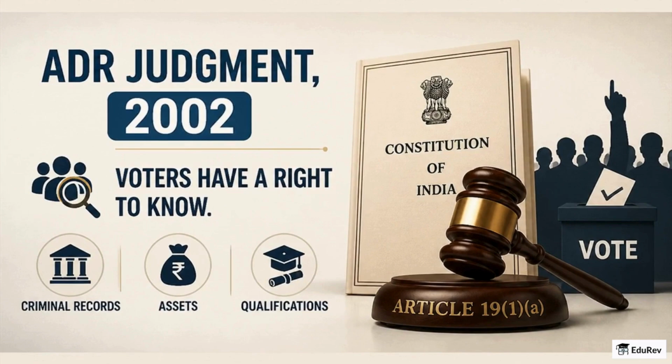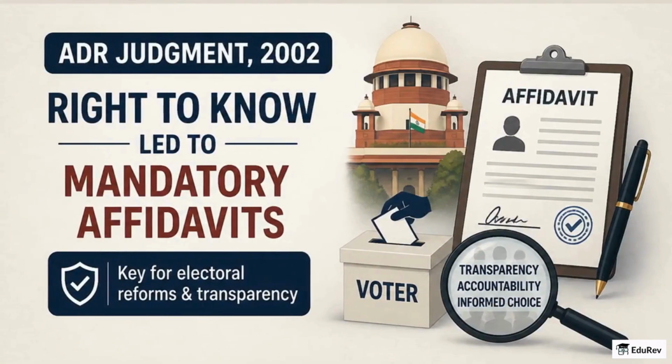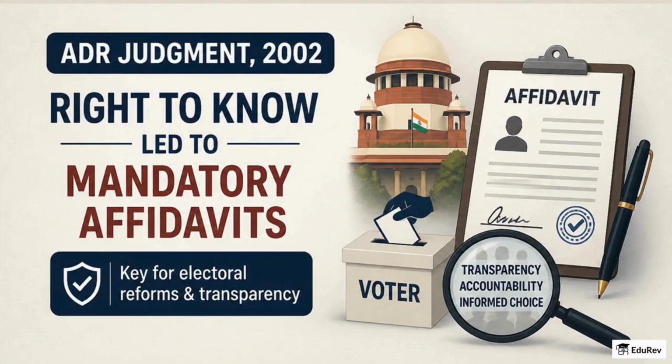Association for Democratic Reforms, 2002. This judgment said voters have a right to know about candidates' criminal records, assets, and qualifications under Article 19(1)(a). ADR led to mandatory affidavits for candidates and is vital for essays or mains answers on electoral reforms and transparency.